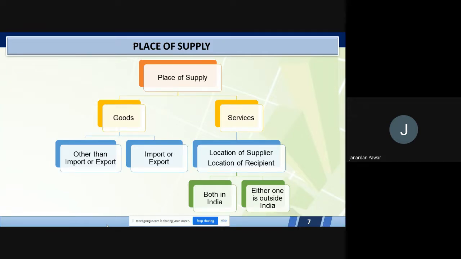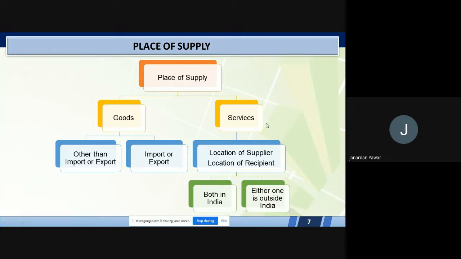Similarly, when we go for services, here also we have two different locations: location of the supplier and location of the recipient. If both are from the same country, it can be called within the nation. If either the supplier or the recipient is not from India, then it can be called import or export. Clear? So we are going to talk about the context. And another one is outside the country. Again, we are going to talk about these two ways of understanding the place of supply by considering two different aspects: one is goods and another one is services. I hope you are understanding something.